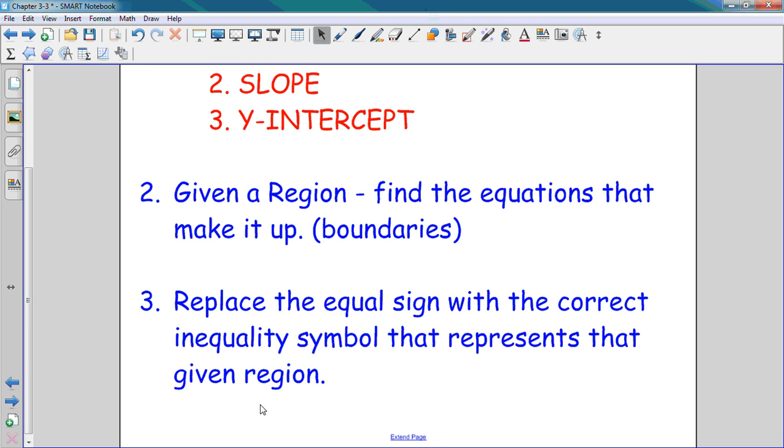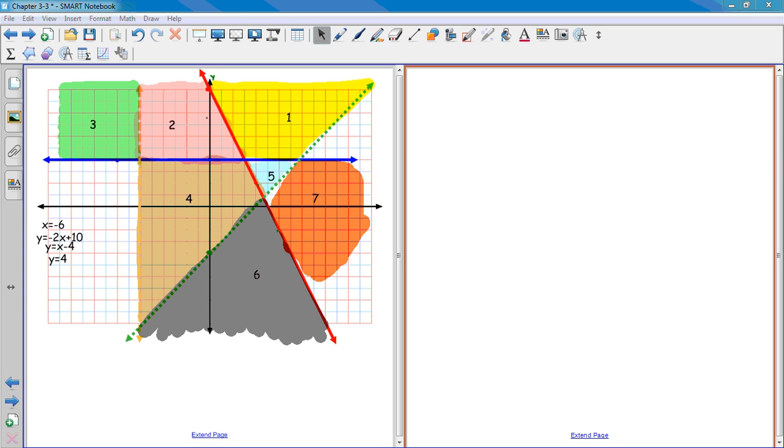Step 3, replace the equal sign with the correct inequality symbol that represents the given region. Now that stuff probably doesn't mean anything to you right now until we move to the next page. Looking at this graph, and all the fun colors and shaded regions and all the lines, I have to follow those steps that you just wrote down in order to find systems of inequalities for region 1.